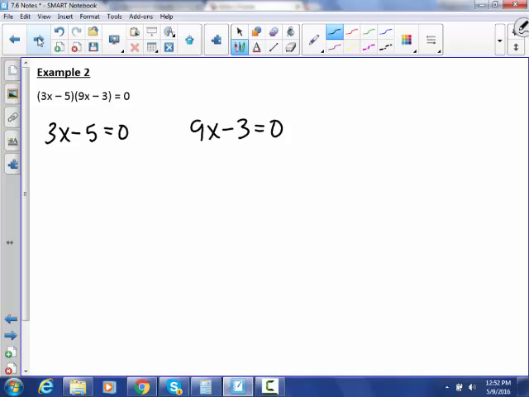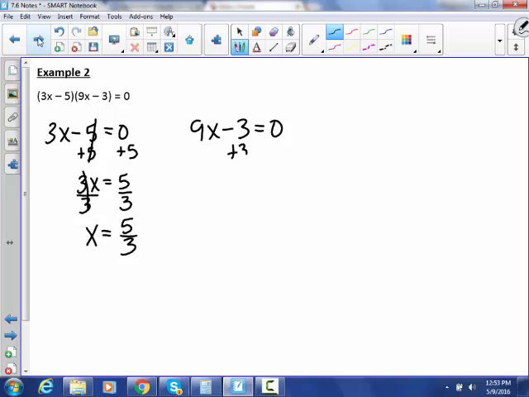Then on this one, I would add 5. And then I would divide by 3. And that turns out to be a decimal, so I would leave it as a fraction. 5 over 3. Does 5 over 3 reduce? No. No, so we'll just leave it.